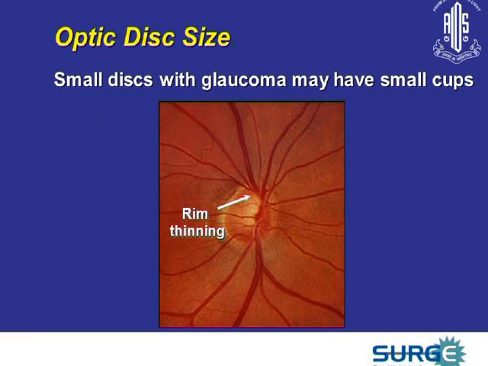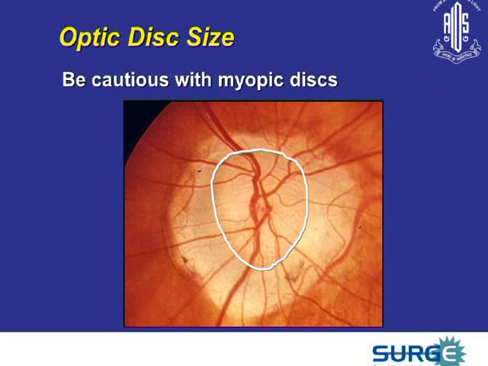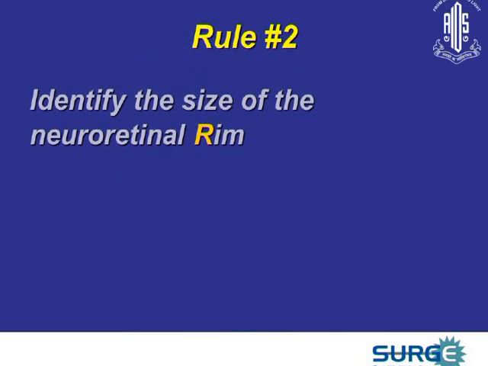So as Dr. Devan showed us, small discs may have small cups, and if you just see the cup, you are going to be misled. The small area of thinning on this upper pole is going to be missed, and you will diagnose this as a normal disc and not a glaucomatous disc. There are some discs which have very large peripapillary atrophy areas, and here marking out the optic disc will be a little challenging. After you have seen the size of the disc, the second rule is to see the neuroretinal rim.